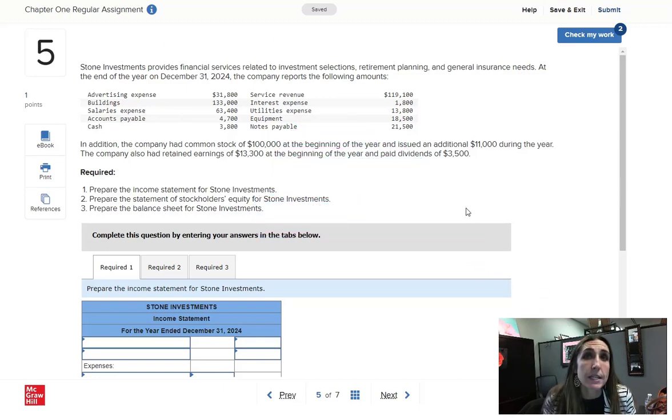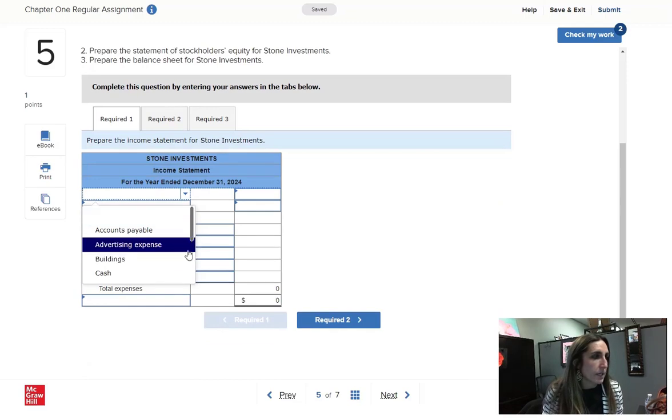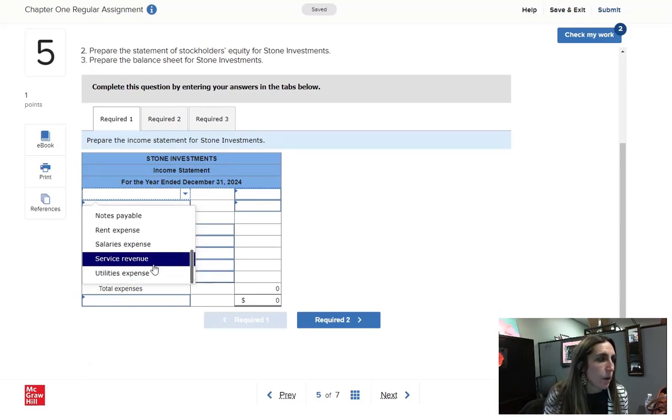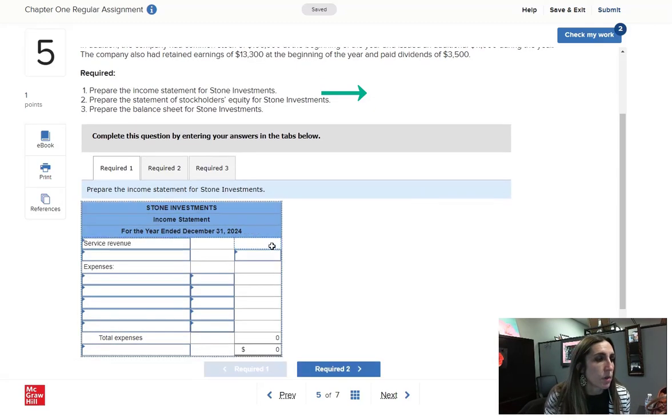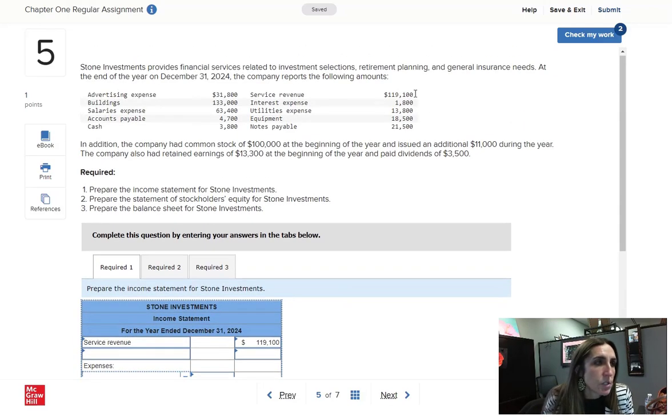When you're creating an income statement, remember to start with any revenue accounts. So service revenue is going to be your first drop down, and the amount given here on my problem will be different. Anytime I work out a problem, it will be different numbers from what you see in your homework. So learn the process. Don't memorize the numbers I use.